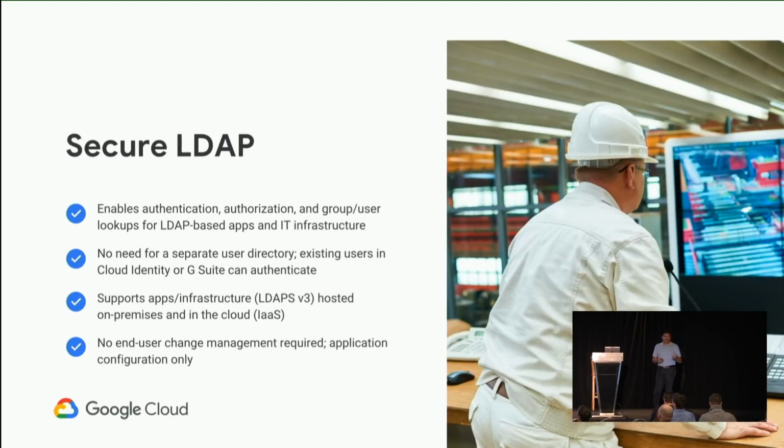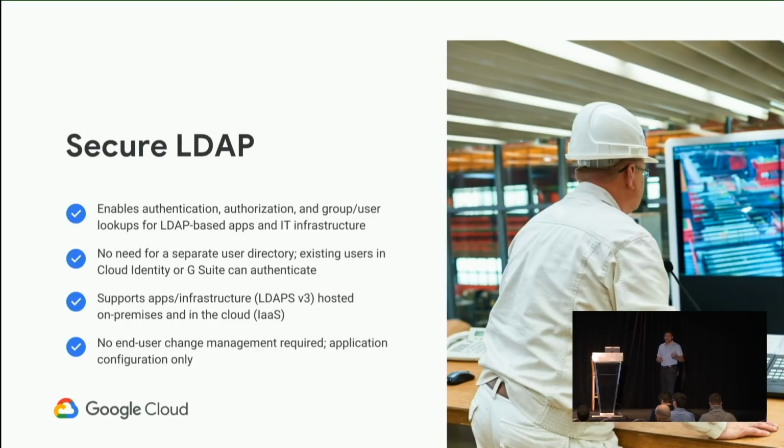And one of the key things is, in addition to supporting your on-premise based applications, it could be your custom application, or it could be third-party applications like Jira or SAP or other applications. We also support your IT infrastructure servers, like, for example, VPN servers, or Radius servers, or other security servers that normally integrate with your current on-premise enterprise directories.